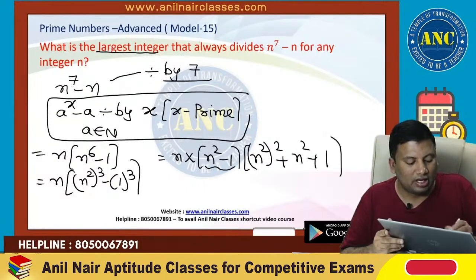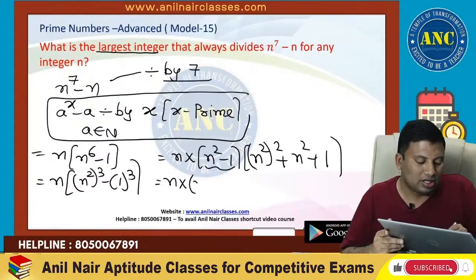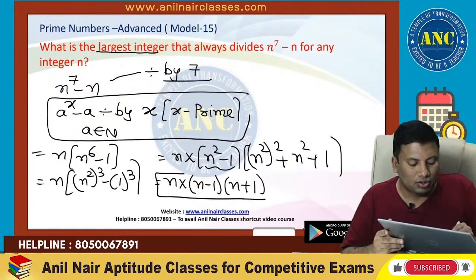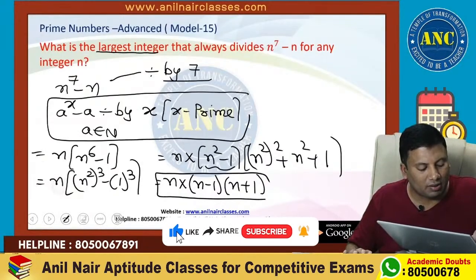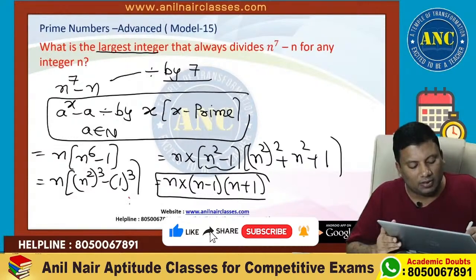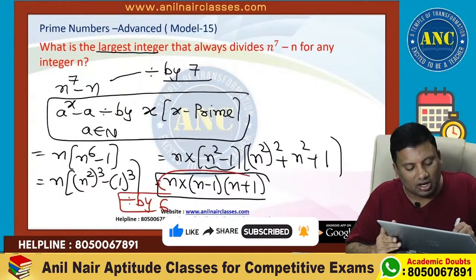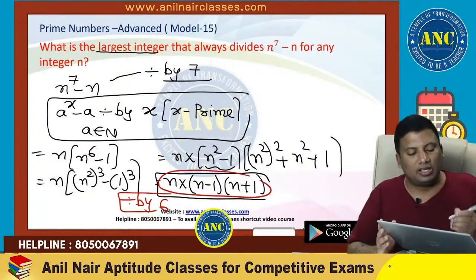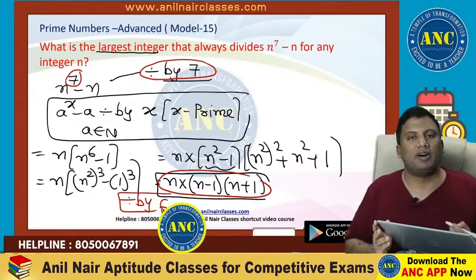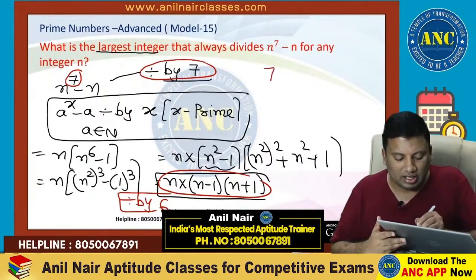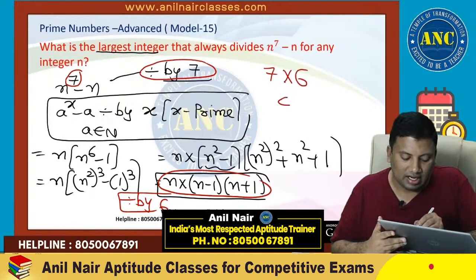Now n^2 minus 1 is (n minus 1) into (n plus 1). So n into (n minus 1) into (n plus 1) are 3 consecutive numbers, which are always divisible by 6. This number is also divisible by 7 because the power is a prime number. So the answer is divisible by 7 and 6.